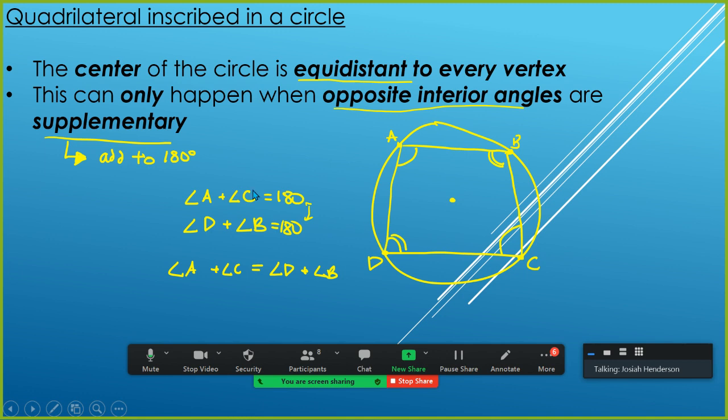So we will see some algebra problems with quadrilaterals, because if I knew, let's say, angle A was 50 degrees, well, I know that A plus C is 180. So now I should be able to solve for angle C. It's 180 take away 50. That makes C 130 degrees. So if you know one of these angles, we should be able to find the other because they sum to 180.